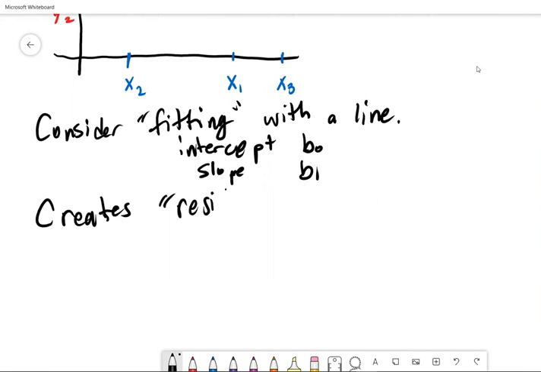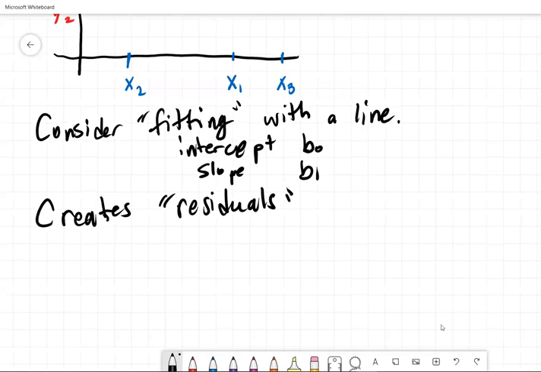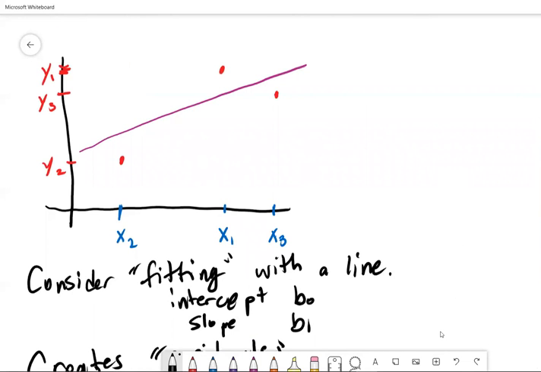residuals, which are the differences between the line and the actual data points. These are predictions. Let's see. The line predicts points. Let's say that first. The line is going to predict points. It's going to make a prediction for y2.